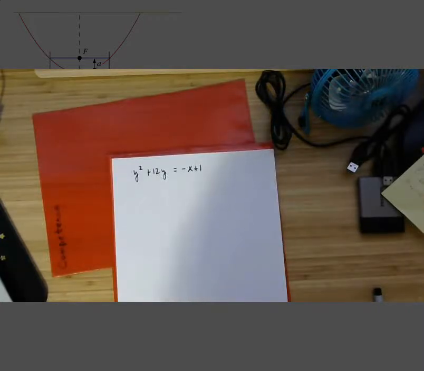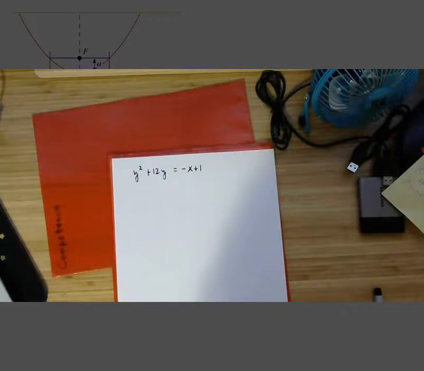We have y squared plus 12y equals negative x plus 1. First off, notice that while I have a y squared term, I do not have x squared. So it cannot be a circle, it cannot be an ellipse, it cannot be a hyperbola. This must be a parabola.